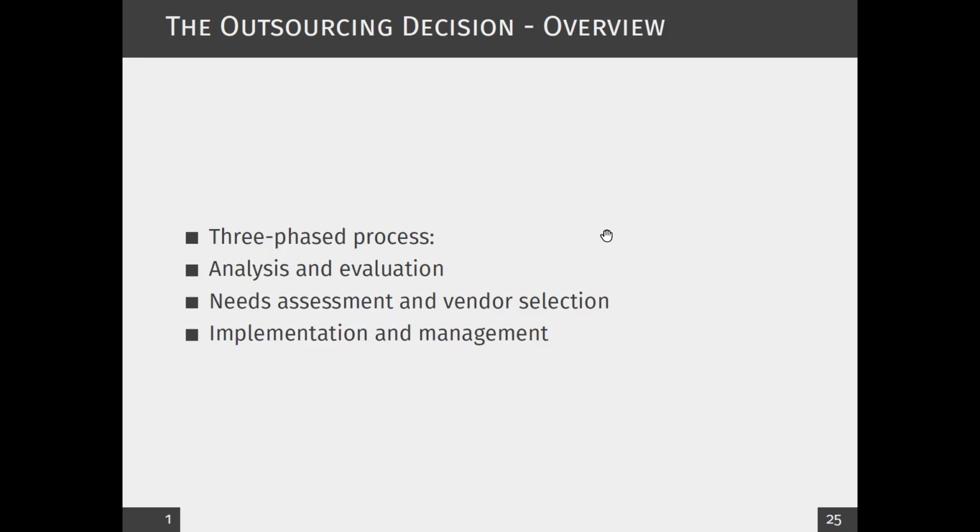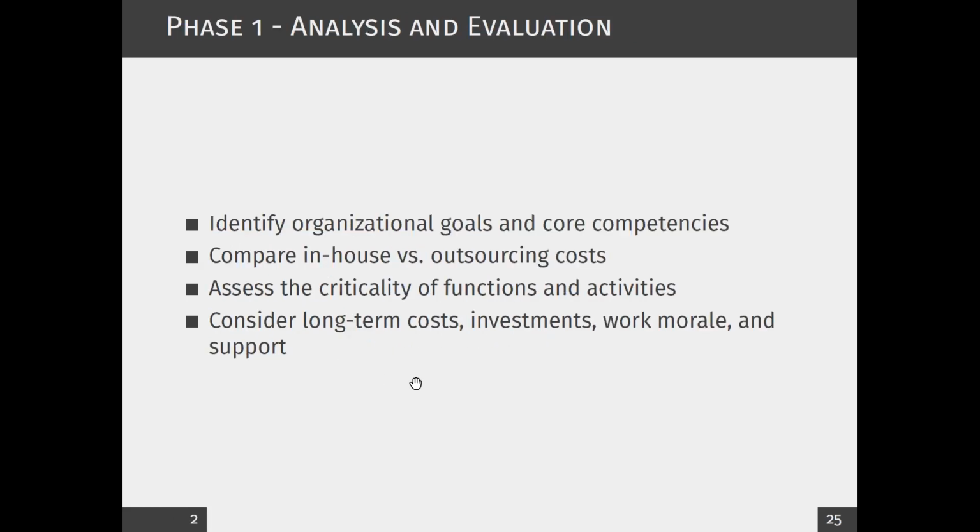So remember, the outsourcing decision is a 3-phase process. The first one is analysis and evaluation. The second one is needs assessment and vendor selection. The third one is implementation and management. Now, if you look in more detail at what really happens within analysis and evaluation, we have to start with identifying organization goals and core competencies.